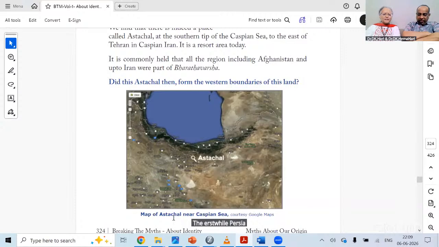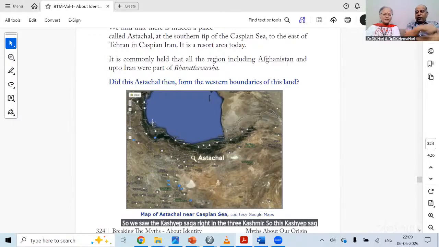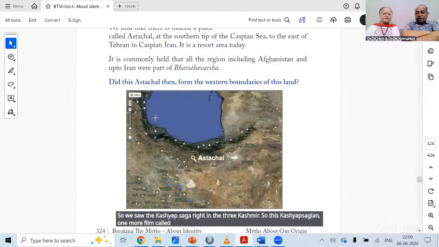So this is the map of Astachal. This is the Caspian Sea. We saw the Kashyap Sagar, right? In the three Kashmirs. So this Kashyap Sagar, Caspian Sea. There's actually one more film called Kashyap Sagar, because the English word Caspian Sea is from the Indian word Kashyap Sagar.